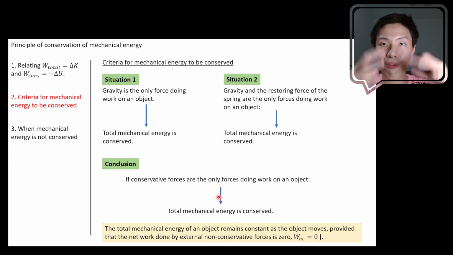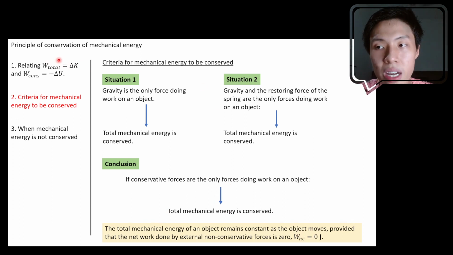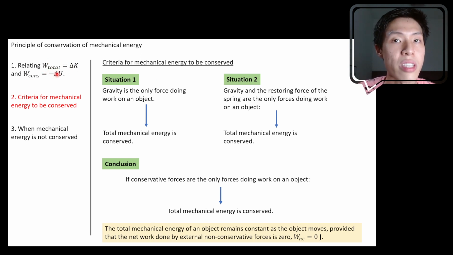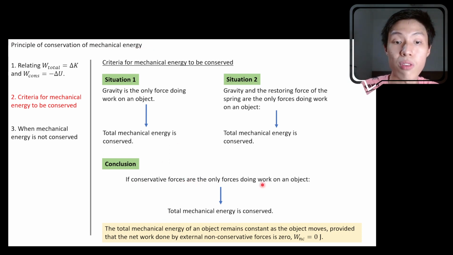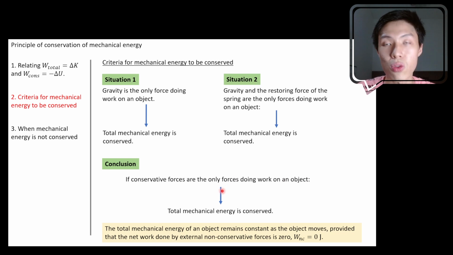And that's the fruit that we are harvesting right now. If we properly understand the work energy theorem and the fact that work done by conservative force is equal to the negative change of potential energy, if you understand these two equations properly, we are able to derive the principle of conservation of mechanical energy. Okay, so if conservative forces are the only forces doing work on an object, the total mechanical energy will thus be conserved.